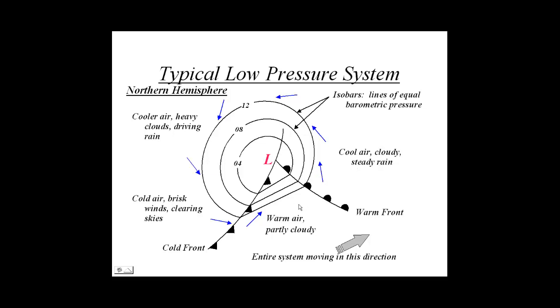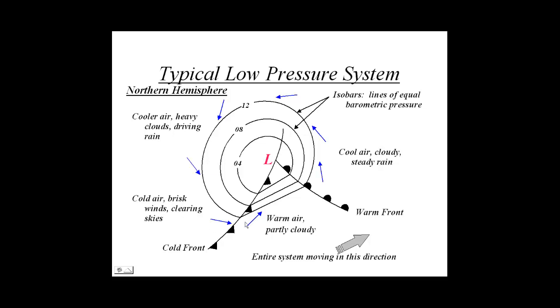The air in these areas, first off, let's look here. Cool air, cloudy, steady rain. Warm air, partly cloudy. Now here's cooler air, heavy clouds, driving rain up here, but here's where it's starting to clear, and here's in back of the cold front. And you have cold air, brisk winds, clearing skies.